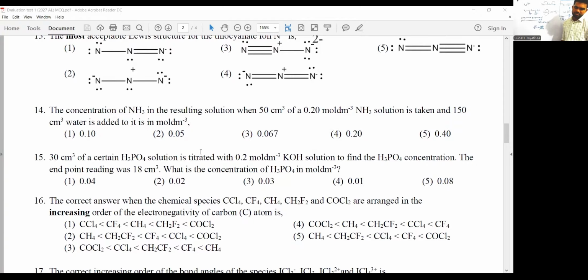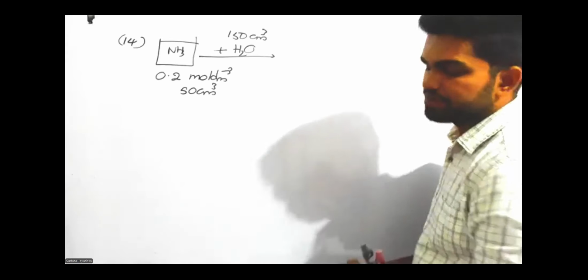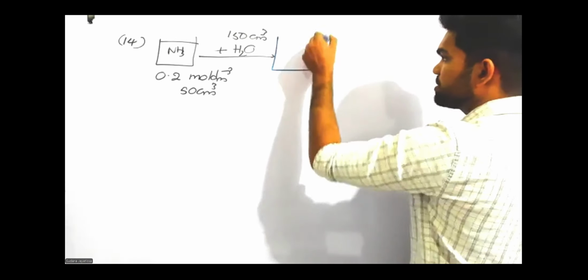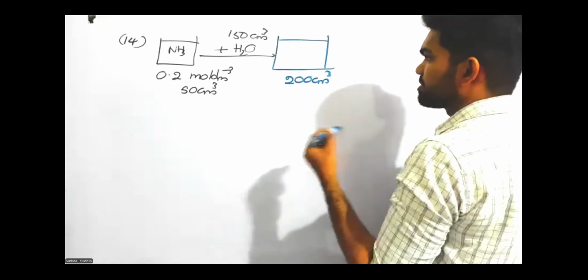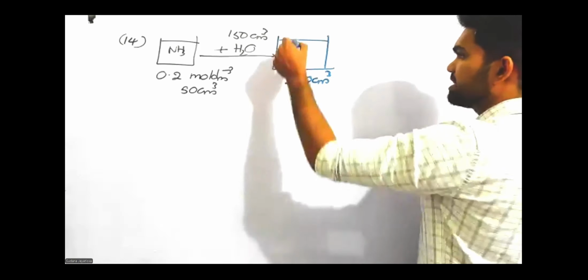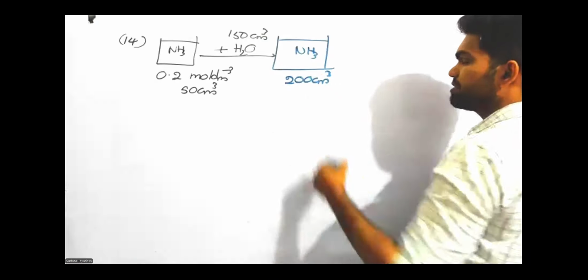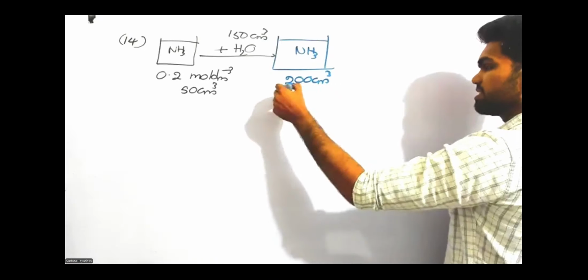Questions 14 and 15 are again from chemical calculations. Okay, let's do the 14th one first. In the 14th one, they are asking for the concentration of the resulting solution. The resulting solution will contain 200 cubic centimeters. This is your final volume. Still the same moles of ammonia are there. So they are asking for the concentration.